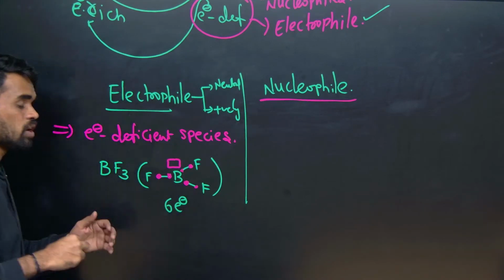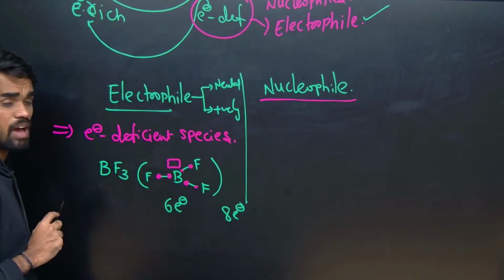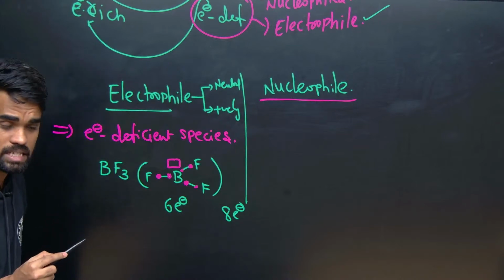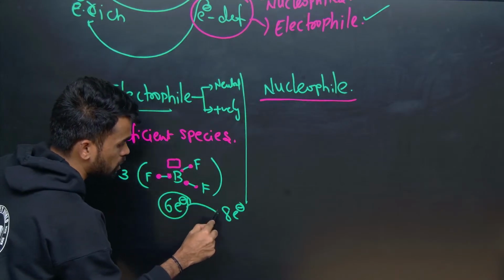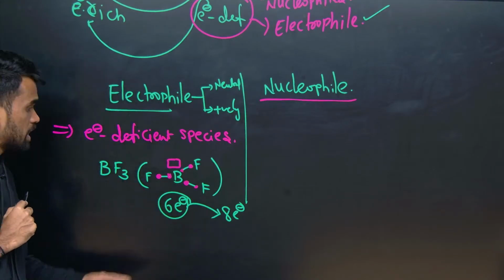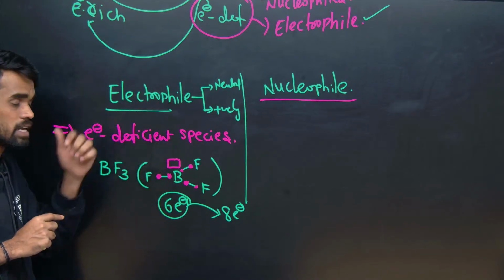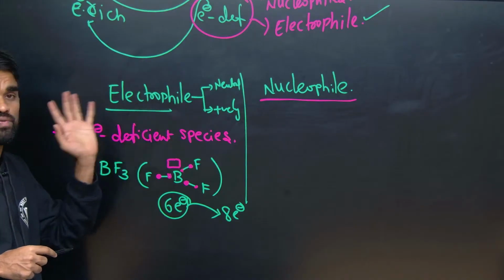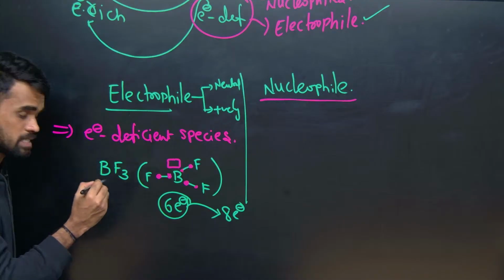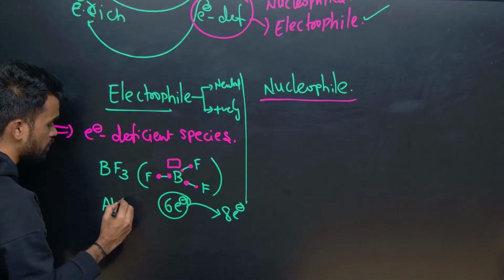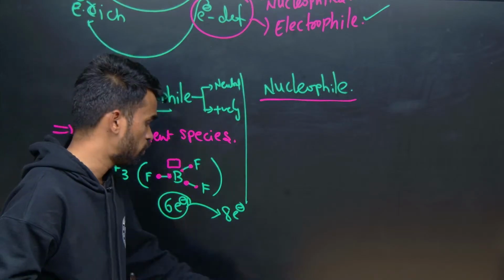So in order to fulfill its octet, how many electrons are required? 8 electrons are required, but it has only 6 electrons. So what can we say? It is electron deficient because it has only 6 electrons. It requires a pair of electrons to fulfill its octet. So can I say it is electron deficient? Yes, it is an electron deficient species, so we can consider this an example of a neutral electrophile. Like this, 13th group halides like BF3, AlCl3, BCl3, all come under the examples of neutral electrophiles.